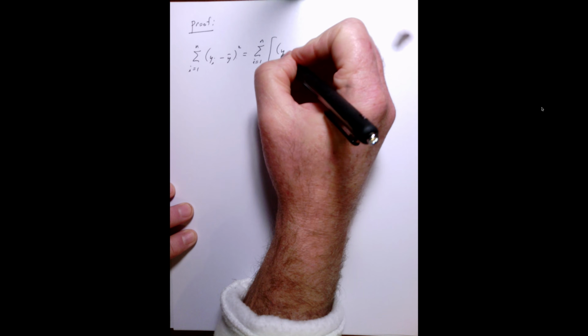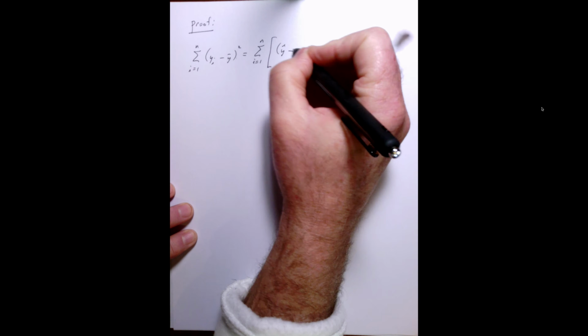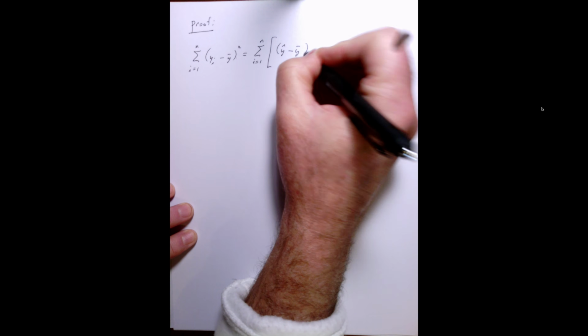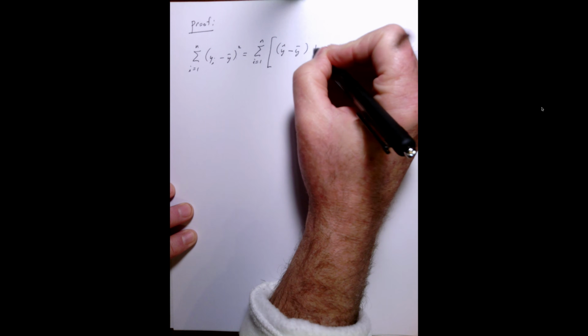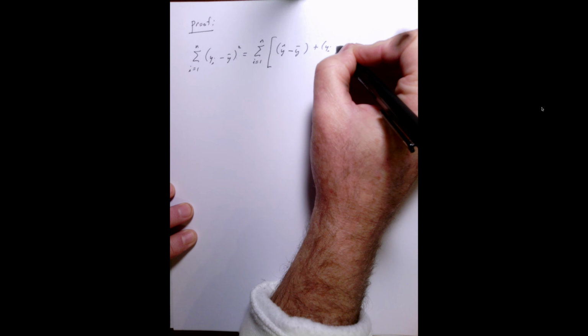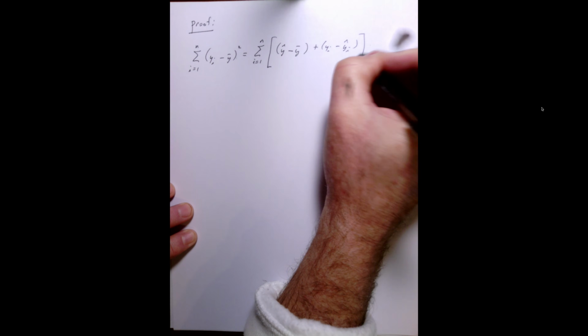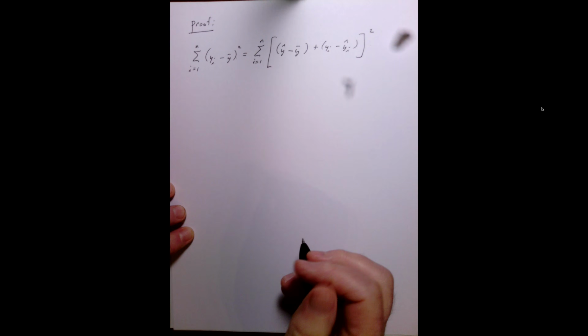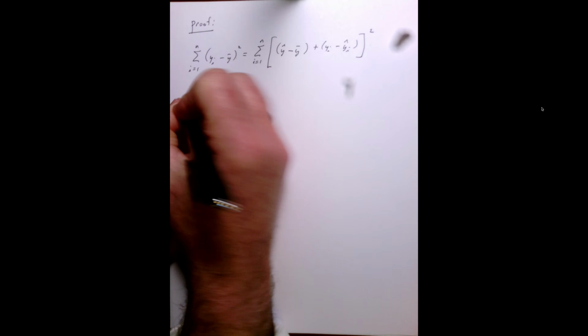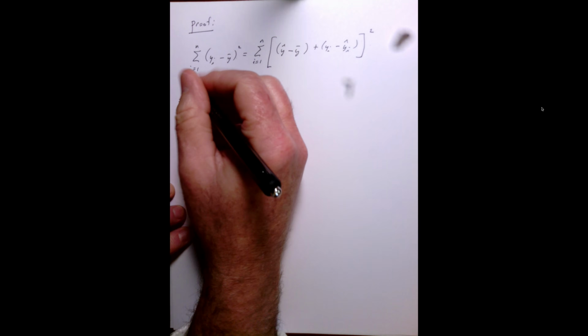the predicted value minus the mean plus the observed value minus the predicted value quantity squared. Now, you need to convince yourself of that. It took me a while. Well, not a while, but I had to step back and think about it just a little bit. Next thing I want to do is just FOIL.